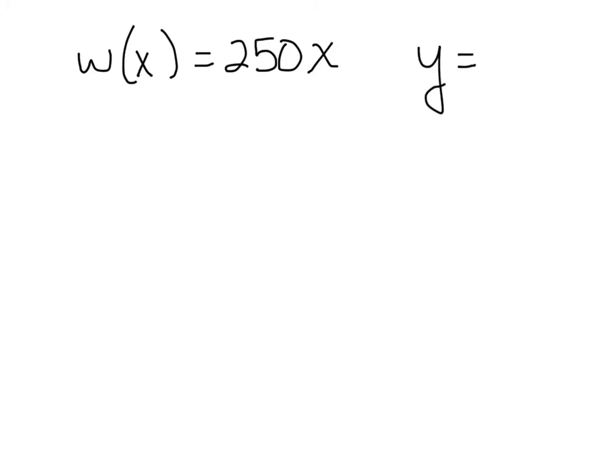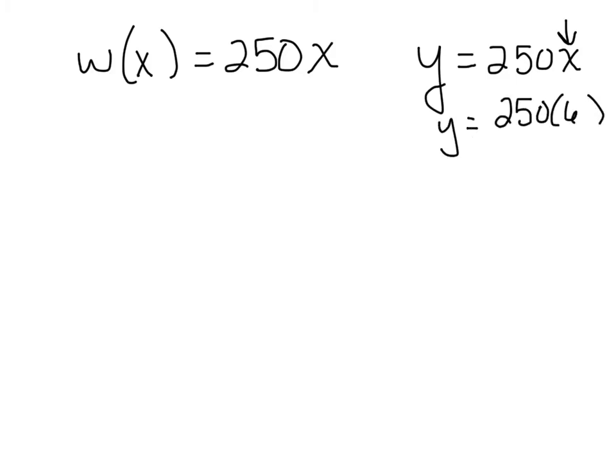Normally, this is what you would have done. Remember, x is the number of minutes. y is the number of words you can read. So what would have happened in the past? How many words can you read in 6 minutes? All you would have done is this. You plug in 6, you take 250 times 6, and you would have gotten 1,500 words. Okay, it's the same problem, exactly the same, except instead of y, you're using function notation.